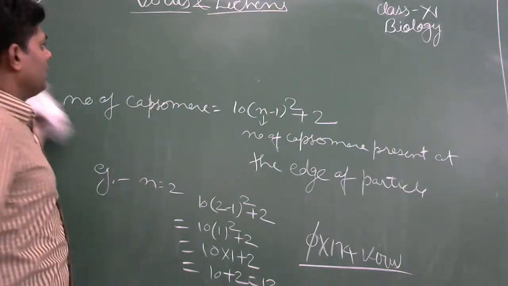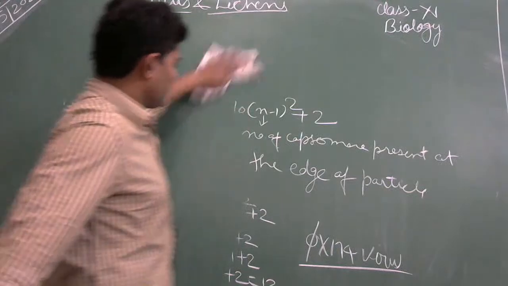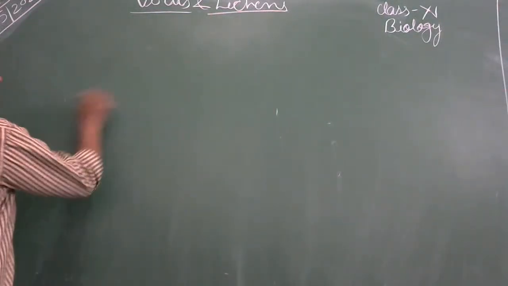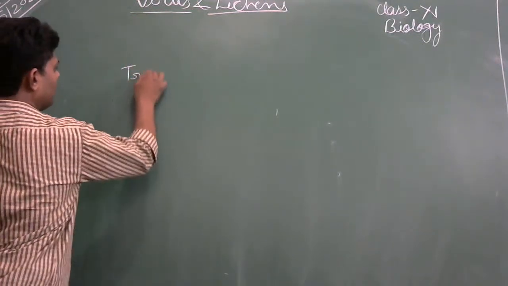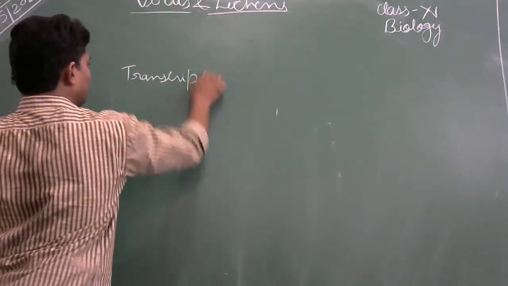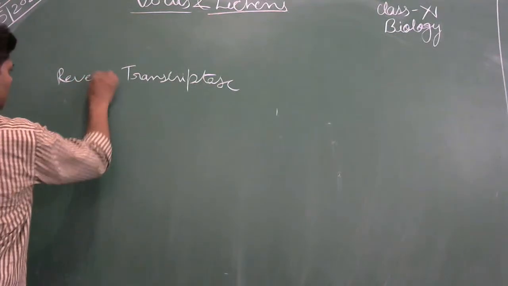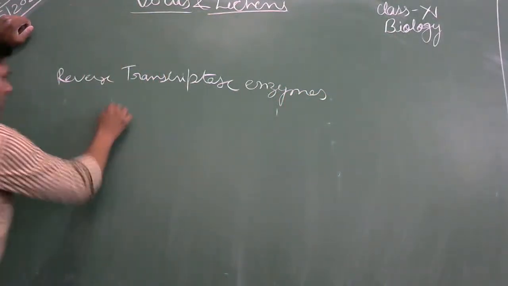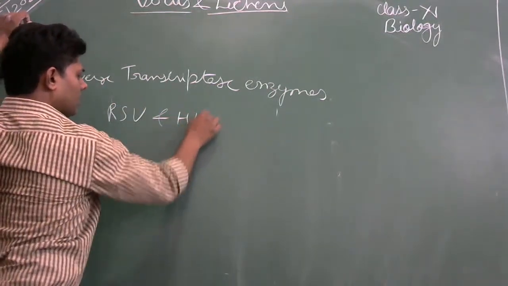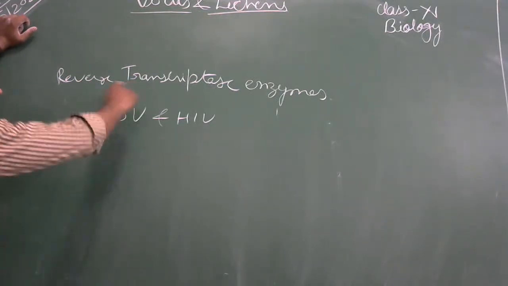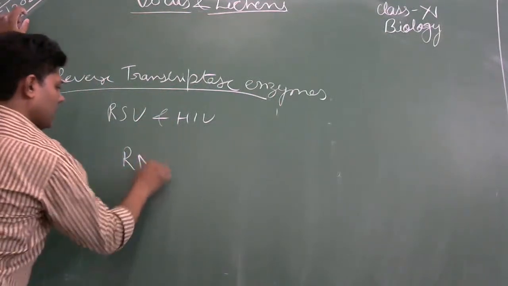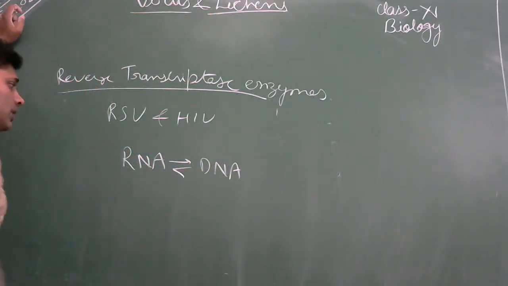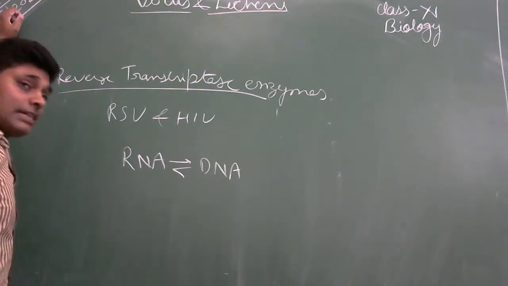There are some points regarding why viruses are considered non-living. As I told you, some viruses have reverse transcriptase enzymes, such as RSV and HIV. Due to this reverse transcriptase enzyme, they may change RNA into DNA and again from DNA to RNA. That's why medicines for HIV are not easy to make.